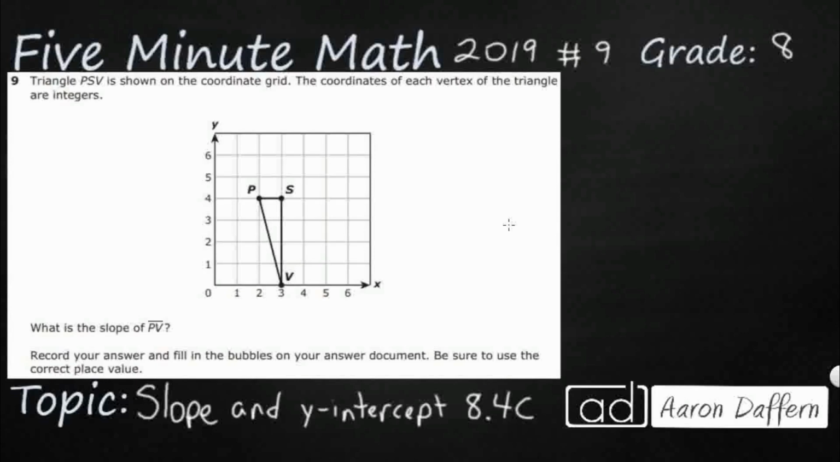Today we are looking at the 8th grade concept of slope and y-intercept. This is standard 8.4C in the great state of Texas, and we are using item number 9 off the 2019 released STAAR test. If you have not done so already, please go ahead and take a moment to pause the video, work this problem out on your own, unpause it, and we will look at our answers together.